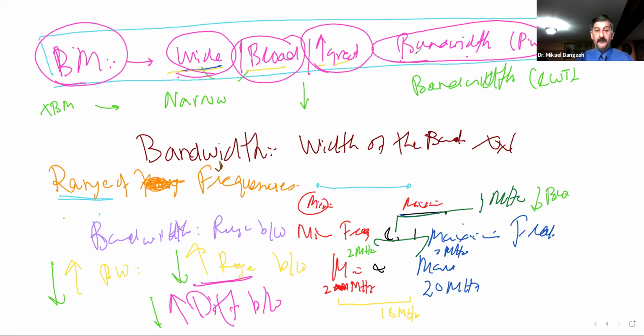Whereas on the other hand, if that difference is less, because there's a lesser difference between the minimum frequency and the maximum frequency, that will give you a lesser bandwidth or a narrower bandwidth.